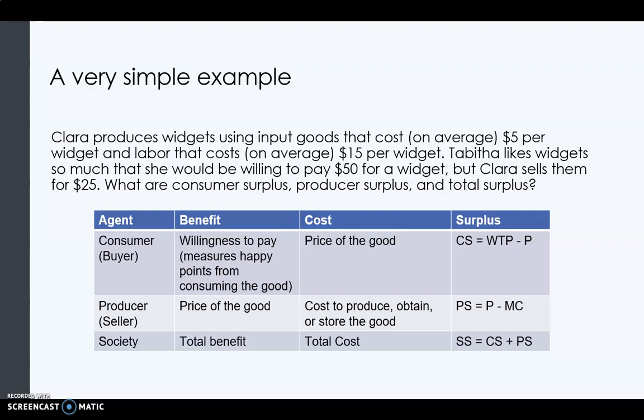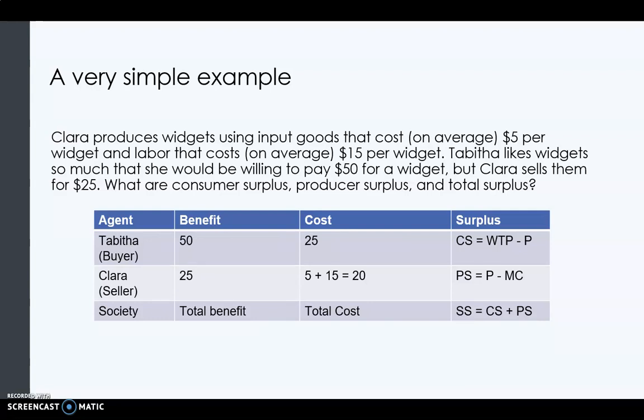So let's throw some numbers in here. For Tabitha, we can calculate her consumer surplus by taking 50 minus 25. For Clara, we can take 25 minus the total cost, which is 20. And then what we have here is we can see consumer surplus is 25, producer surplus is 5, and social surplus, we get the answer the same way, whether we add up total benefit and subtract total cost, or whether we just add up producer surplus and consumer surplus.